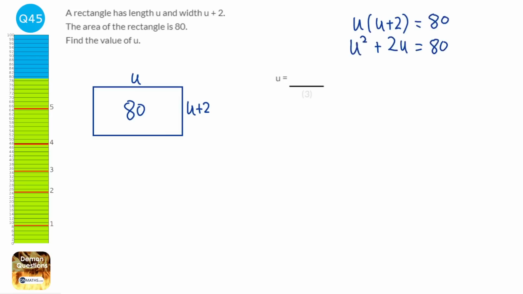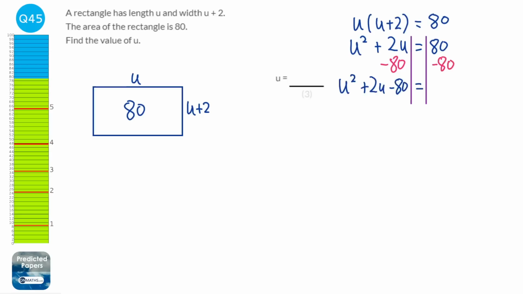And what we're going to do is put everything to the same side. So all I'm going to do here is subtract 80 from both sides. And so we've got u squared plus 2u minus 80 equals 0. Now we're going to be using quadratics, so we're going to factorise this, and so we need two numbers that add together to make 2 and times together to make minus 80. So I'm going to put my brackets out.